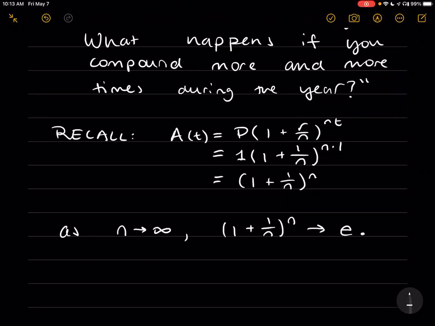In other words, as you compound more and more times during the year, the amount of money you get at the end of that one year is going to get closer and closer to e.